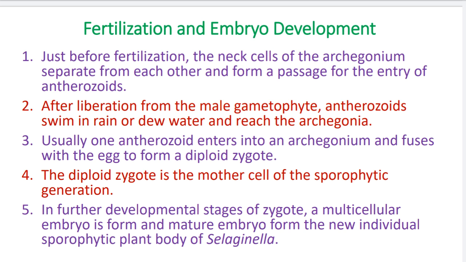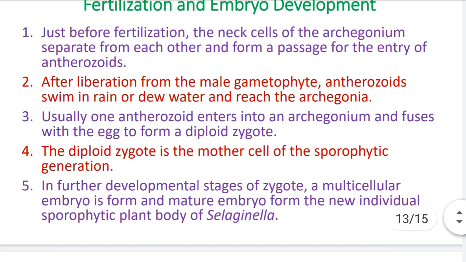Number 4, the diploid zygote is the mother cell of the sporophytic generation. Number 5, in further developmental stages of the zygote, a multicellular embryo is formed. The multicellular embryo is formed from the diploid zygote, and the mature embryo forms the new individual sporophytic plant body of Selaginella. So zygote, multicellular embryo, then the sporophytic plant body.